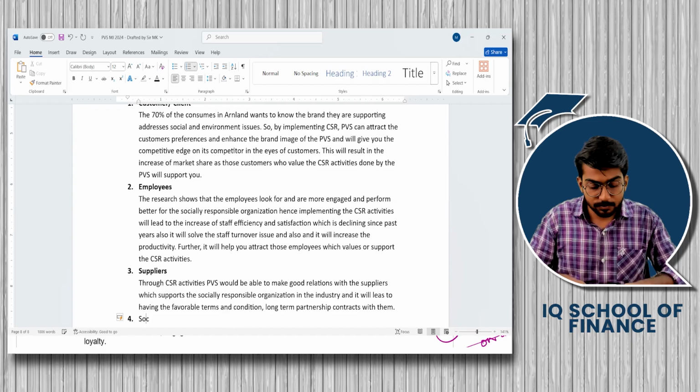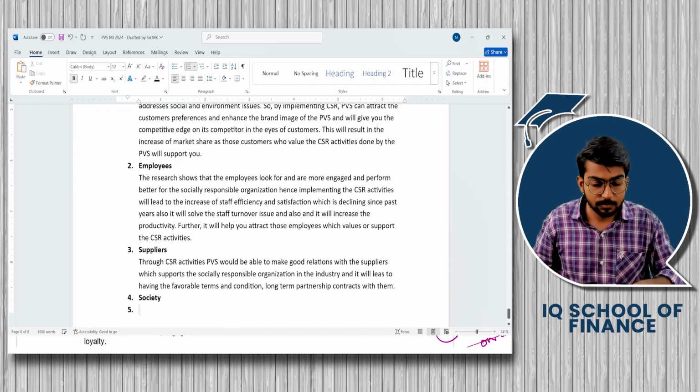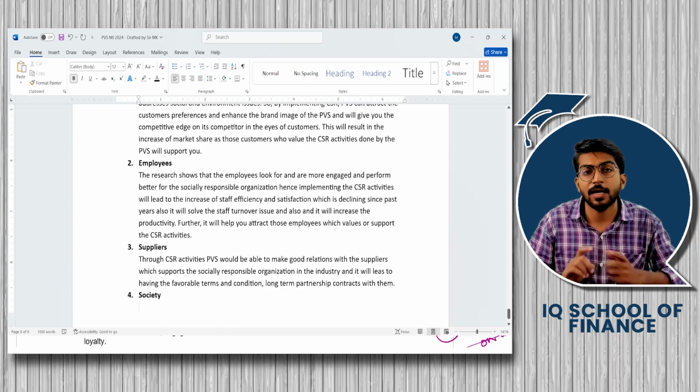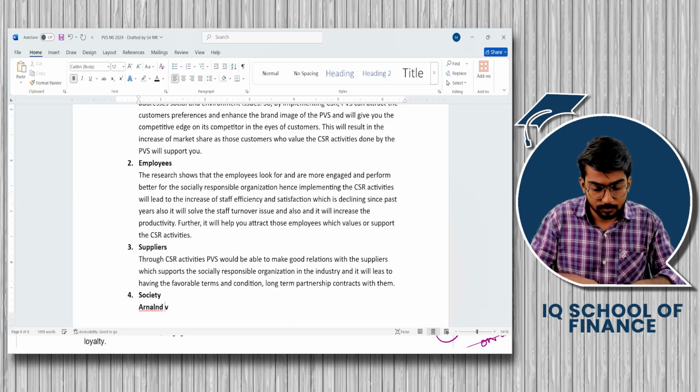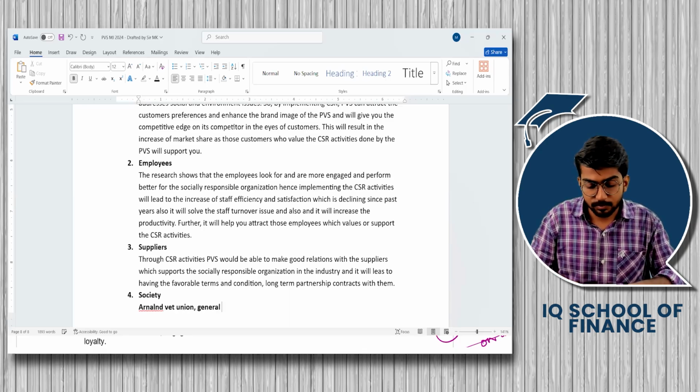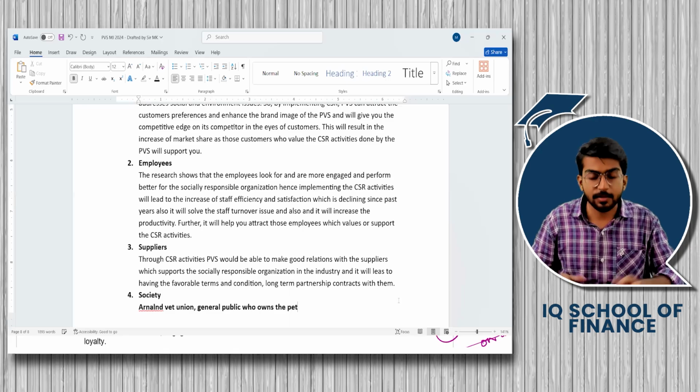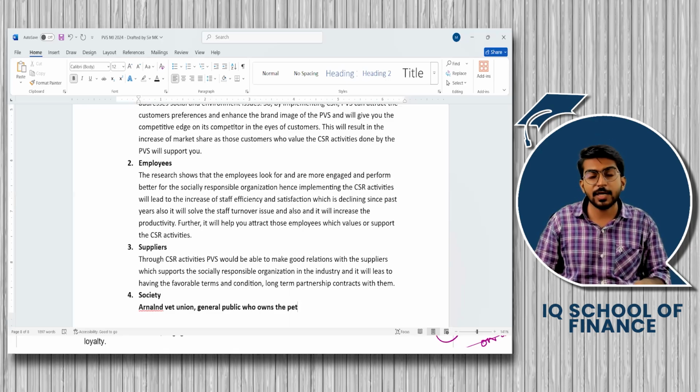So for society, who is included in the society? Society includes the trade union, VET, Ireland, VET union, the general public, who owns the pet, right? These are the general public or society for us.